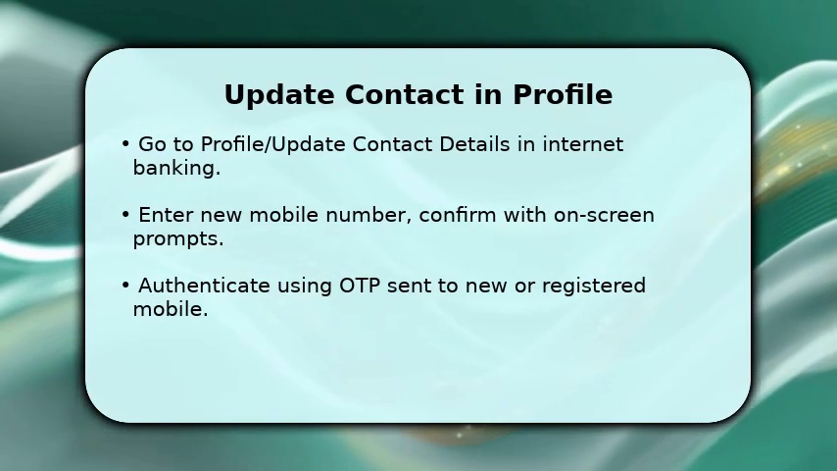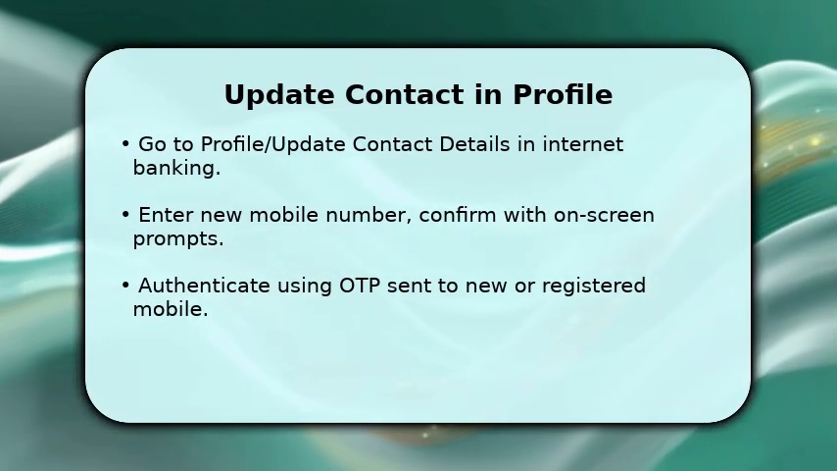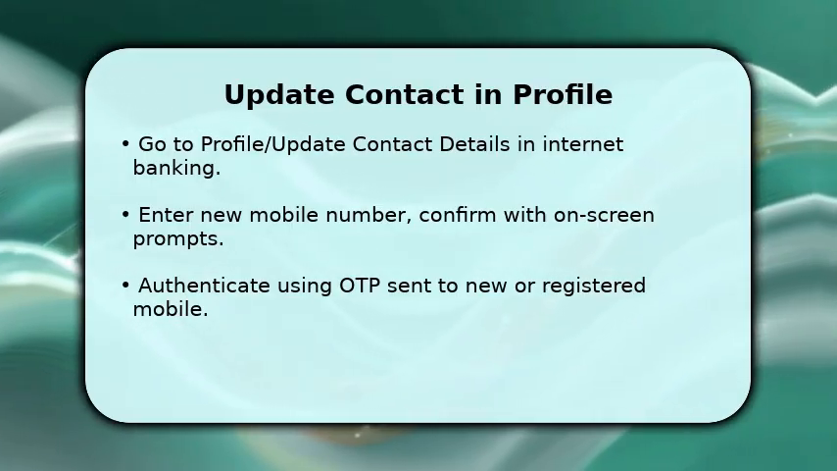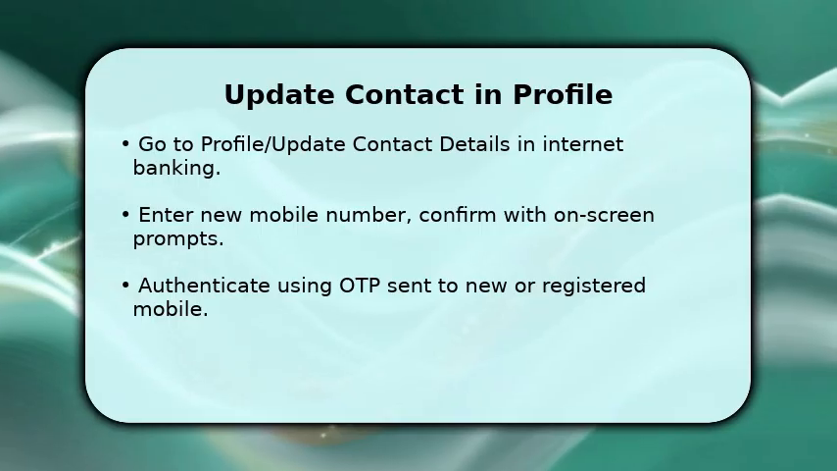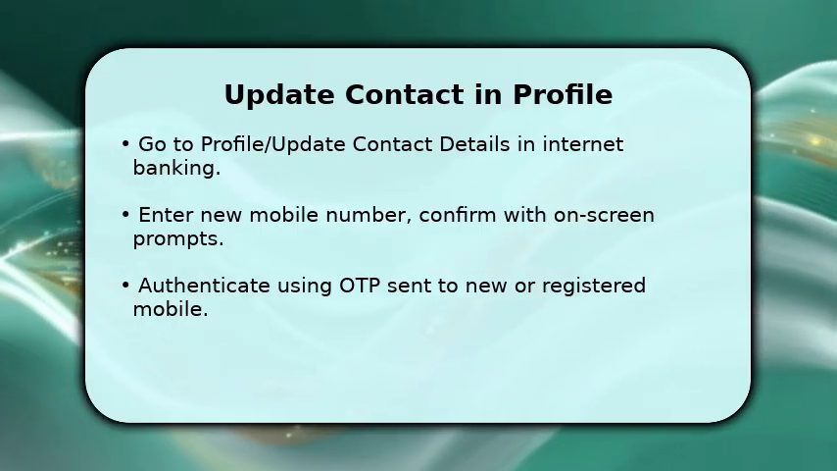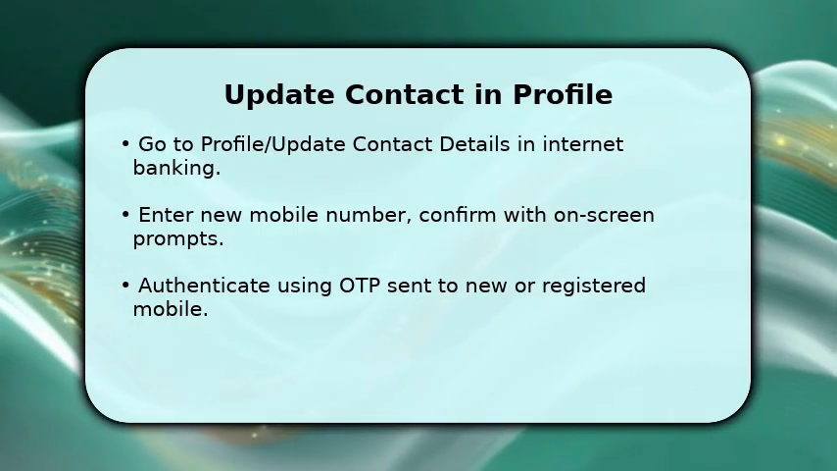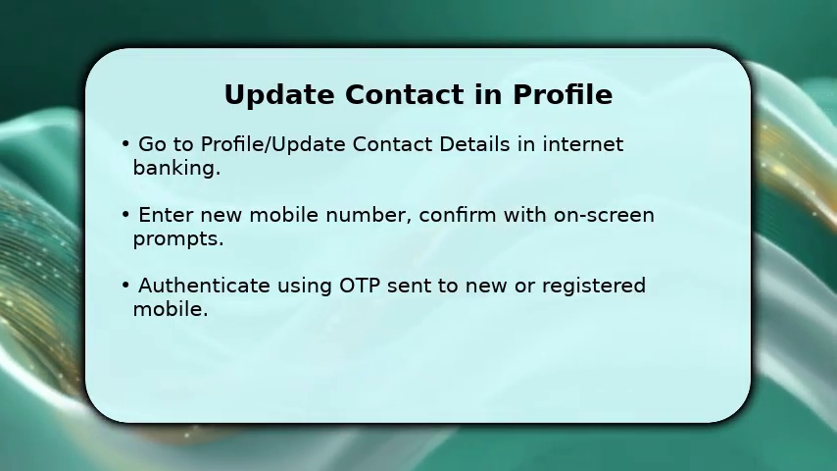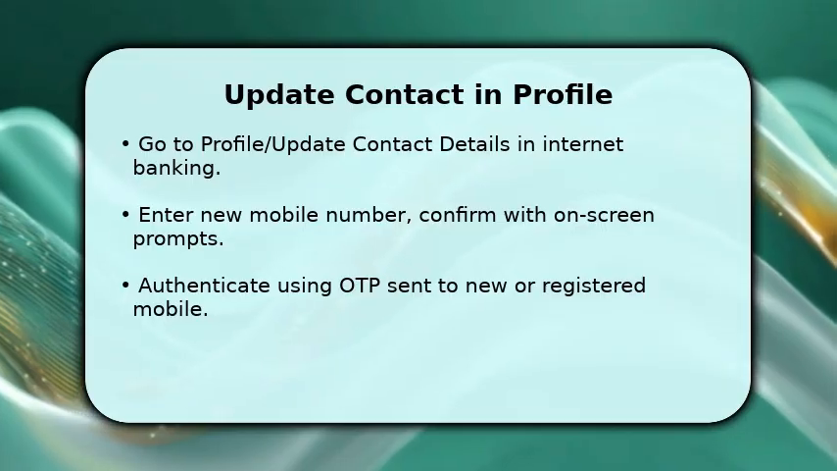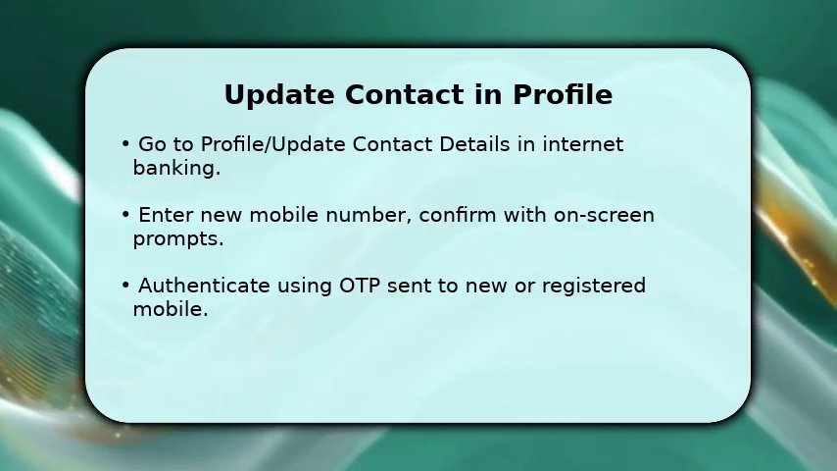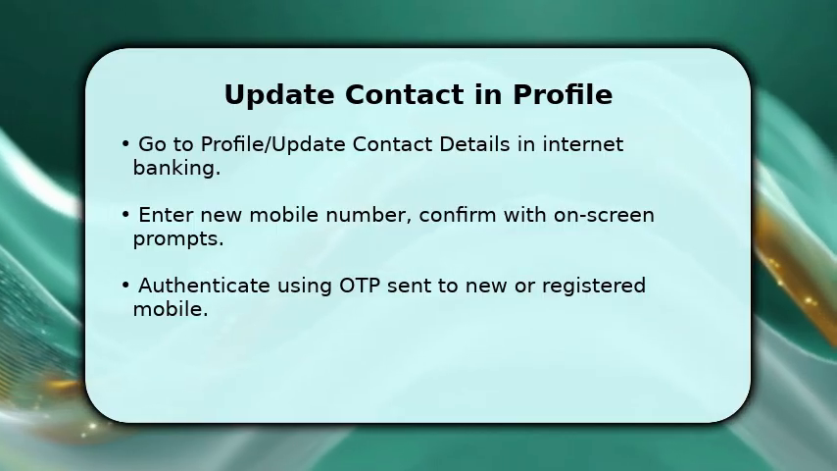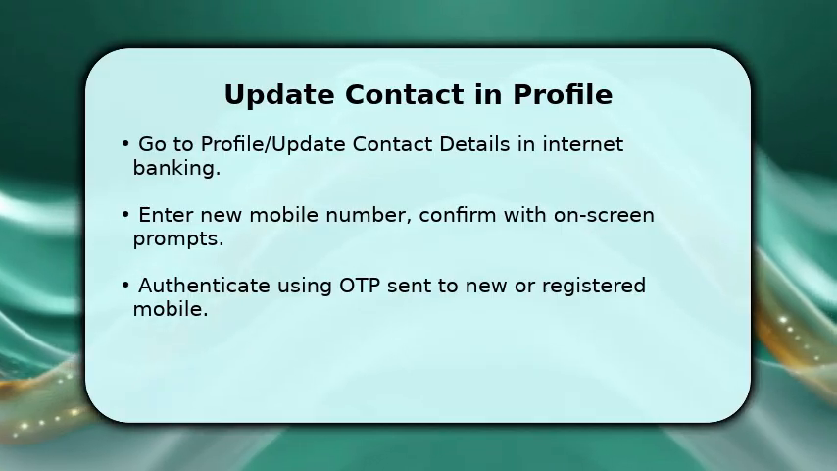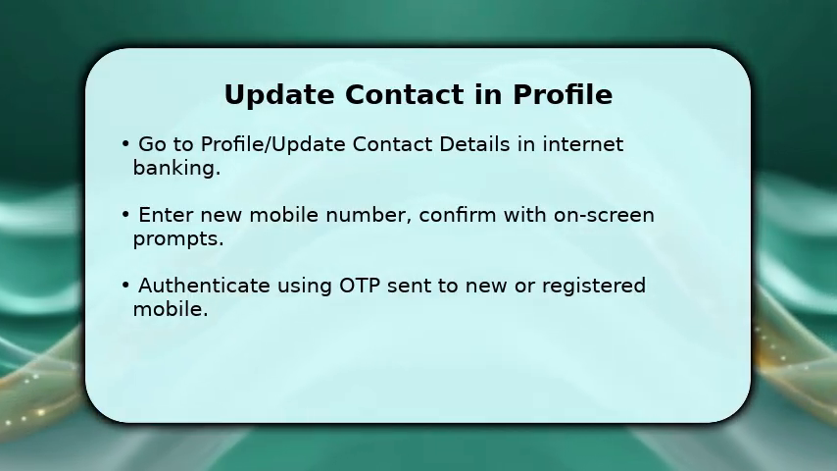Once logged in, navigate to Profile and then update contact details to begin changing your mobile number. Enter the new mobile number carefully and follow the on-screen prompts. The system will indicate whether the number is already in use. You will receive an OTP for authentication. Enter it promptly. If you don't get an OTP, make sure your network is active and that the number wasn't already linked elsewhere. The bank may require debit card validation or an in-branch request for additional security.